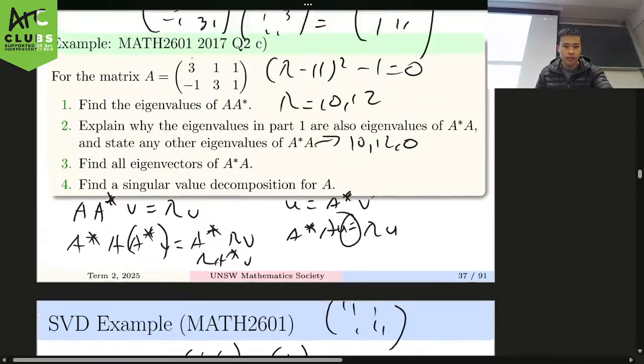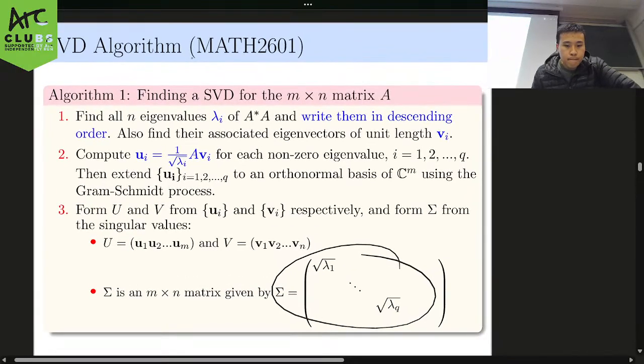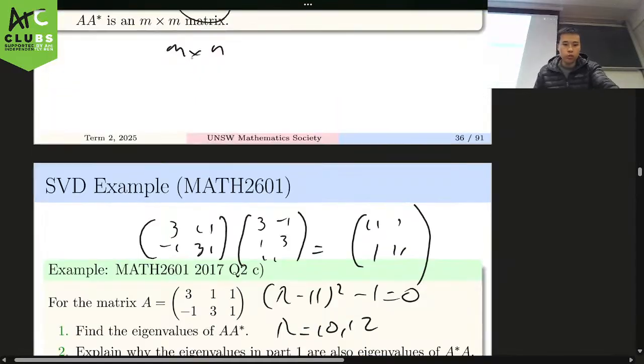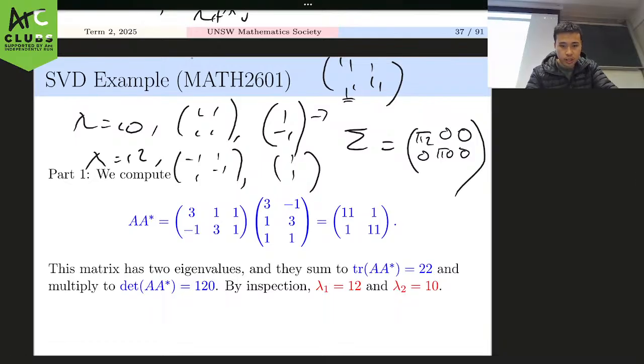Of course, when we find our eigenvectors here, we have to normalize them. It's similar for the bottom. So 1 over 2, 1, 1.